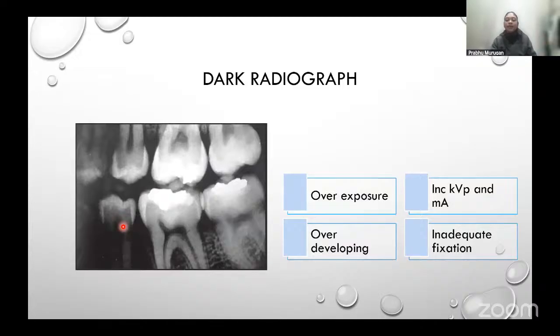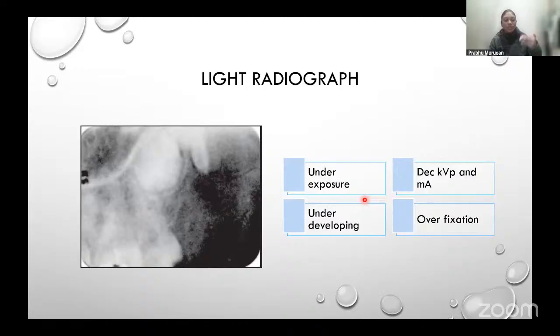Next is dark radiograph and light radiograph. These are exactly opposite. The reason you get a dark radiograph is overexposure: dipping it into the developing liquid for a long time, exposing it to a high amount of X-rays, overexposure to the X-ray tube, or increased kVp and mA settings, or inadequate fixation. These are the four main reasons you get a dark radiograph. Light radiograph is just the opposite: underexposure, underdeveloping, overfixation, decreased kVp and mA.